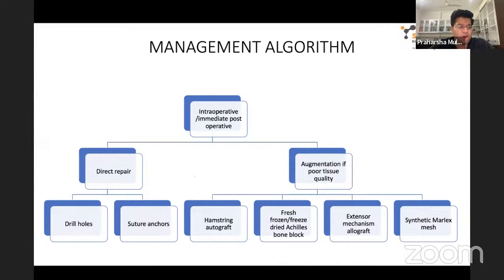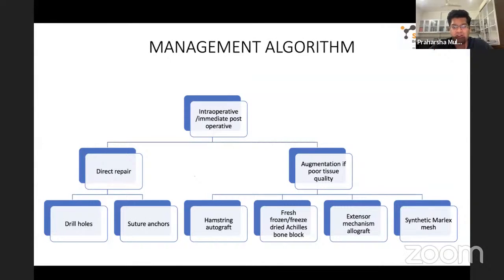And always try to augment it if it is avulsing from the tibial tuberosity. If the soft tissue is avulsing, put drill holes and put suture anchors to hold the whole patellar tendon down onto the tibial tuberosity. If you feel that the tissue is really frayed and really thin and of poor tissue quality, then you have to take some quick decisions. One thing is you can use hamstring autografts and then you can tunnel it through the patella and bring it back down and tunnel it through the tibia.